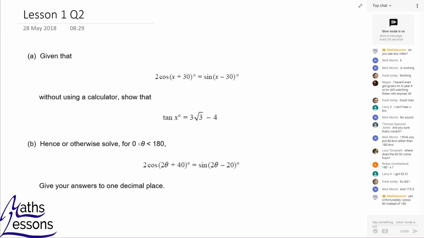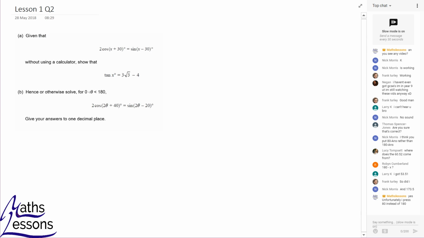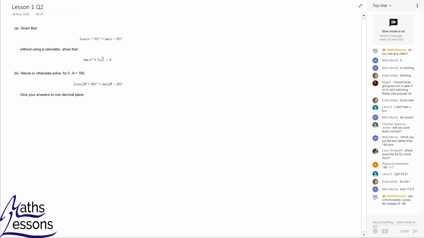So anyway, I'm just going to zoom this out so I've got more space to work, because you've been looking at the question, you should know the question by now. Given this, without using a calculator, prove this. So let's start off with this, and what we've got to do is expand this.